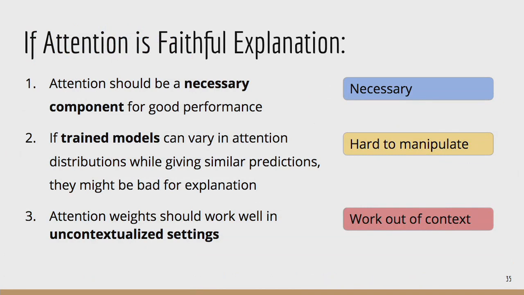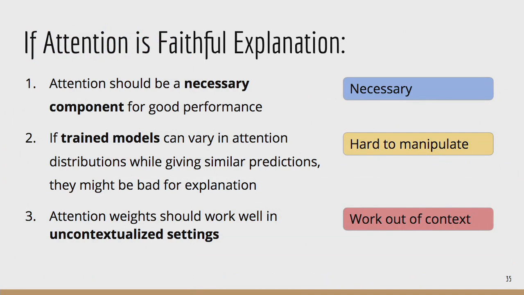So the first criteria is that attention should be a necessary component for good performance. The motivation behind this is that if you can remove the attention mechanism and you still achieve very good performance, then who's to say that those values in your model have actually converged to a meaningful representation that can be used in any downstream analysis?